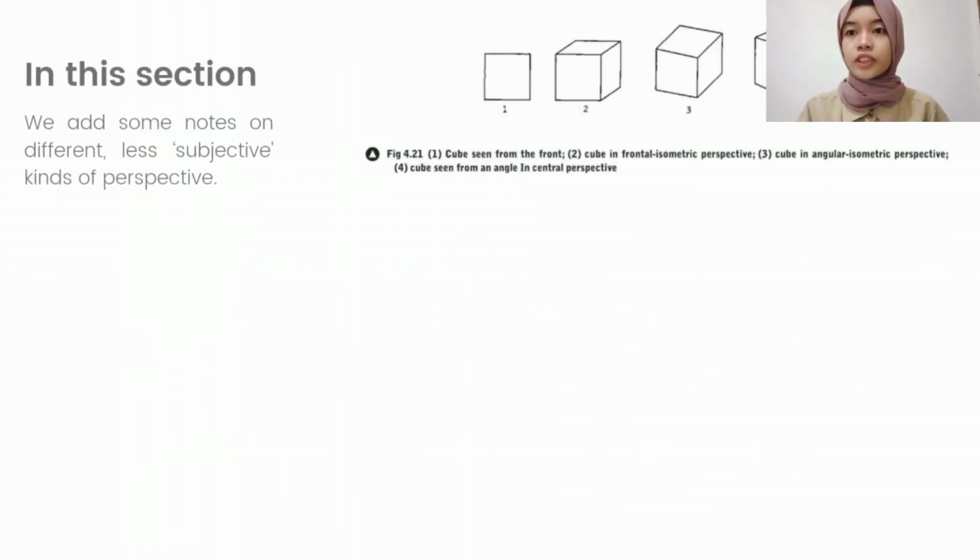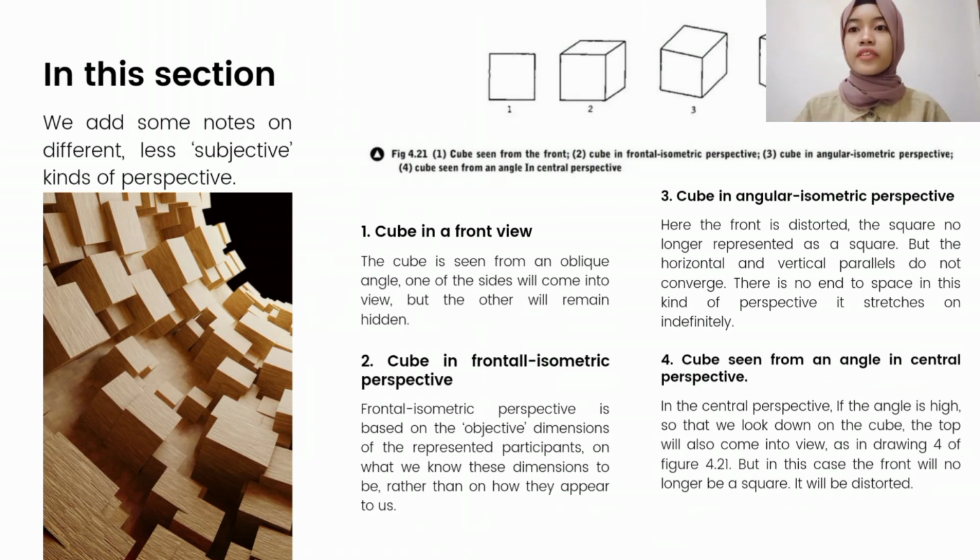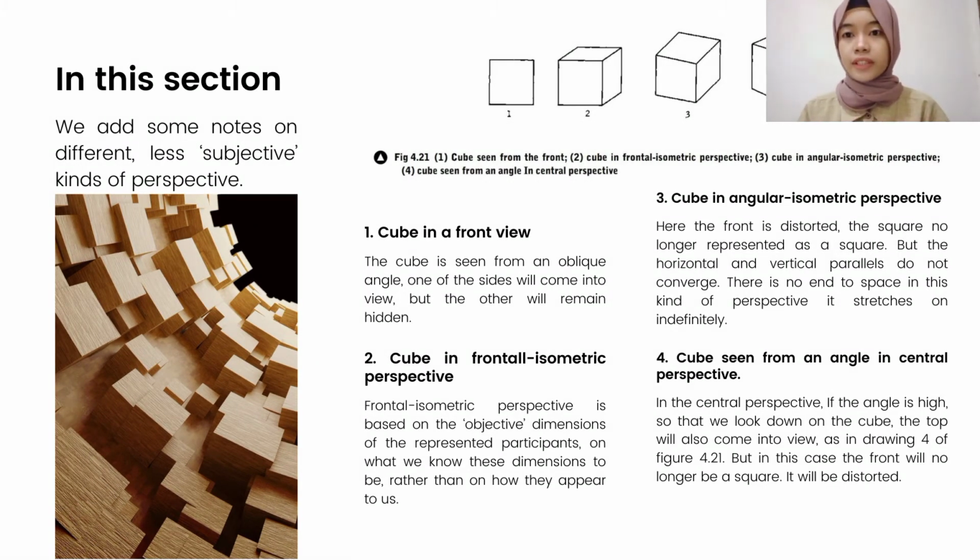Next slide. In this section, we add some notes on different, less subjective kinds of perspective. Now we also have Figure 4.21. The first figure in this picture is called a cube in a front view. The cube is seen from an oblique angle. One of these sides will come into view, but the other side will remain hidden.